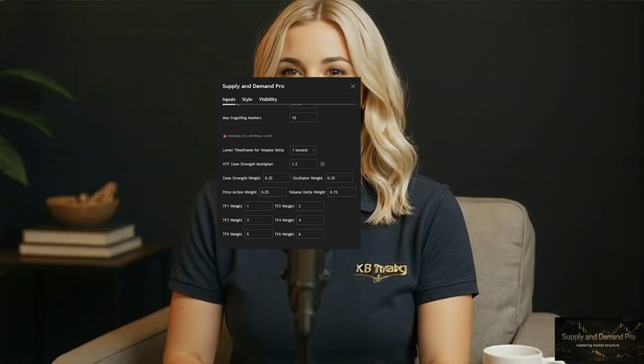Precisely. This is where you align the indicator's logic with your trading philosophy. Let's say you're heavily focused on order flow. You really trust what the tick data is showing you. You might crank up the volume delta weight slider significantly, maybe to 40 or 50%. You're telling the indicator, give extra importance to the real-time buying and selling pressure.